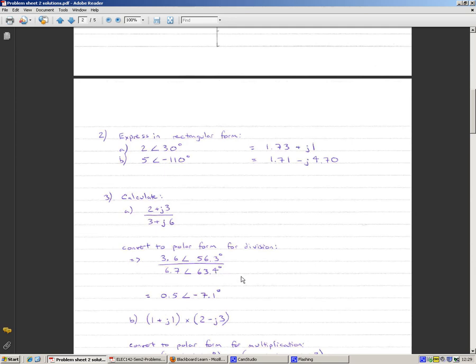When you're dividing 2 numbers in polar form, you divide the magnitudes as you would normally, and then for the angle, you subtract the bottom number from the top number. So 3.6 over 6.7 is 0.5 or thereabouts, and 56.3 degrees minus 63.4 degrees gives us an angle of minus 7.1 degrees. And that's the answer there.